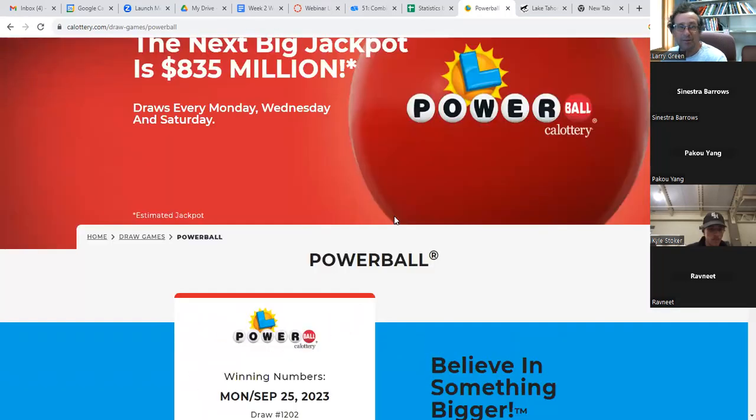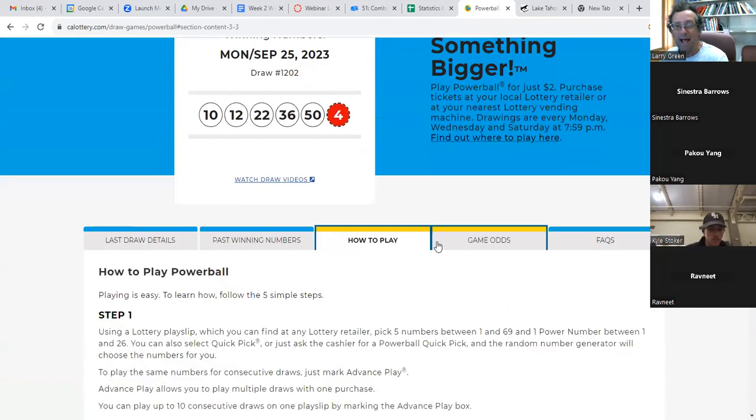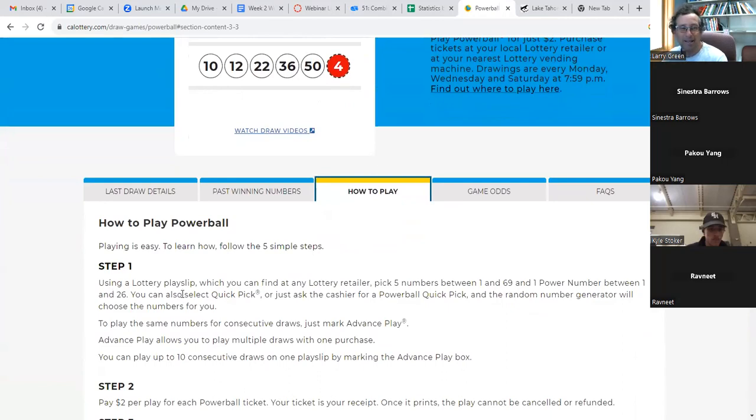Okay, so what we need to do is we need to find the probability to do that. This is the website, by the way, of California Lottery and Powerball. And if I scroll and I hit how to play, that's important. And let's read it. Step 1 is what we need. And it says using a lottery play slip, which you can find at any lottery retail. And I just went to my nearest lottery place. I walked over and bought the ticket. Pick 5 numbers between 1 and 69 and 1 power number between 1 and 26. Okay. I didn't do quick pick. Okay. But I did let the random number generator pick my numbers, and that way it's completely random. All right, and we want to find out what's the probability that I have a winning ticket.